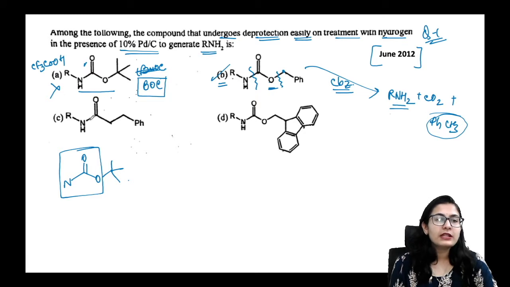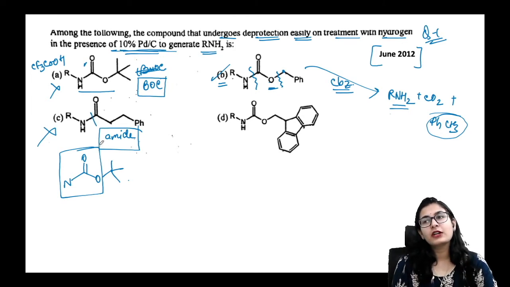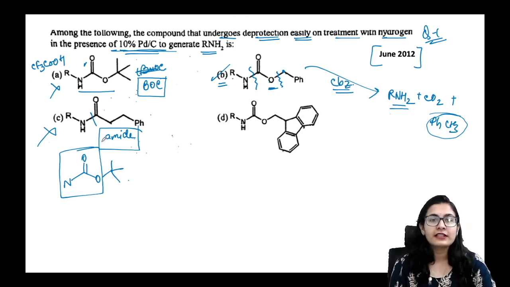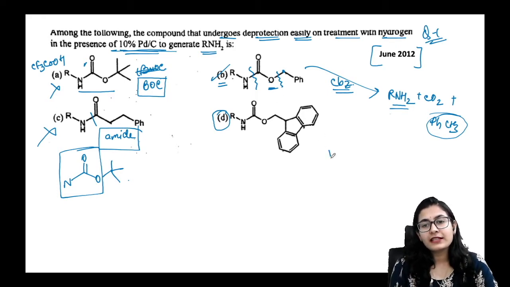What about the next one? This is only an amide, and amide deprotection will not take place in the presence of palladium charcoal or catalytic hydrogenation. This is wrong. You have to break the amide in the presence of a nucleophile or, let's say, an acidic solution. The last one is the Fmoc protecting group. I just forgot to tell you about this, but it is there in the notes only, right? So you can just check it out once. This is known as the Fmoc protecting group.